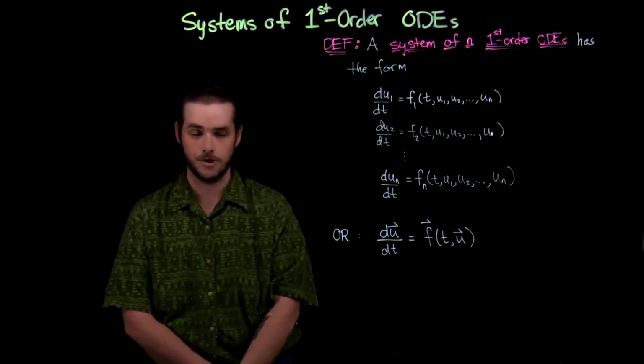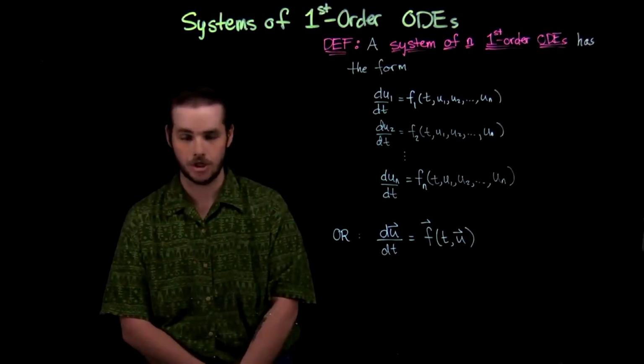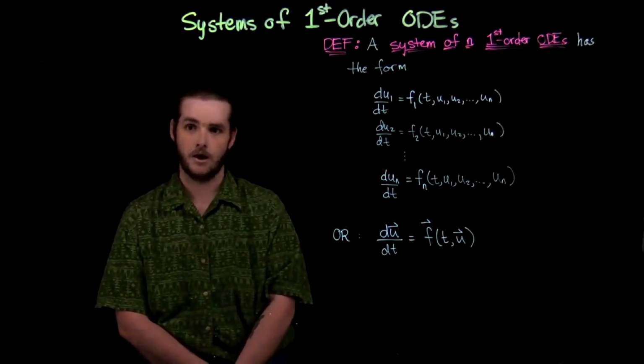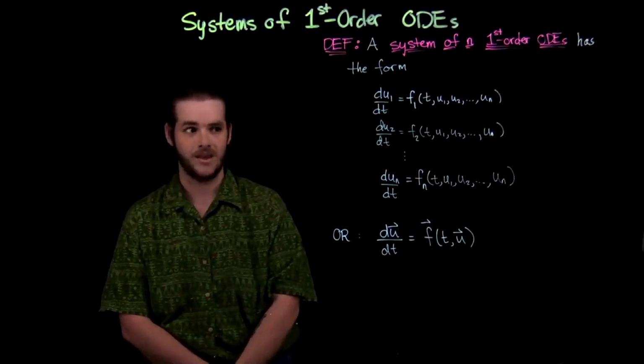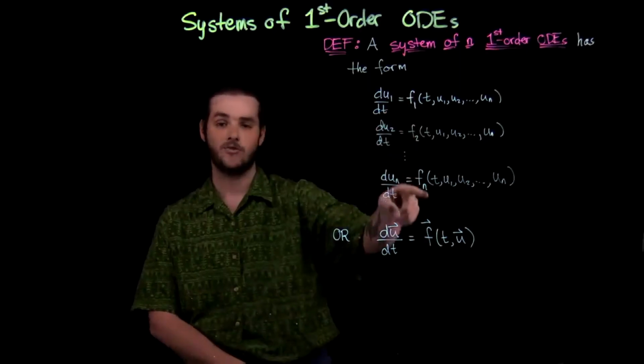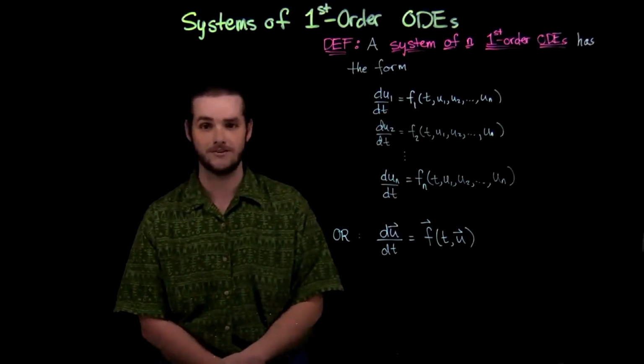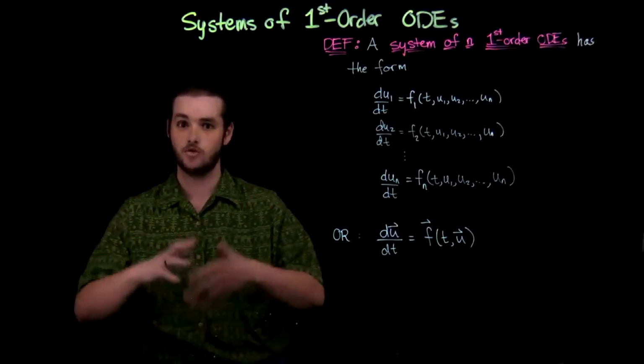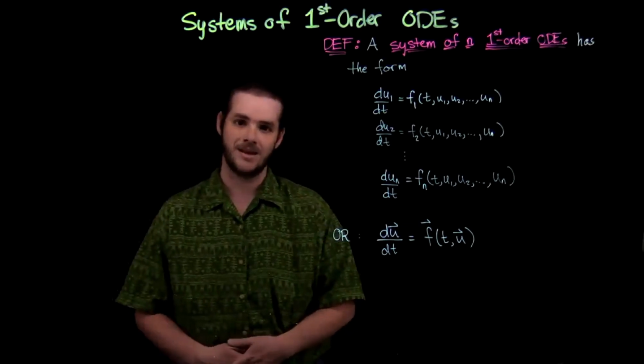And it is first order because every differential equation that shows up is first order. All of our other adjectives apply. If these functions f1 through fn happen to be linear functions, then we would call it a linear system if it applies globally to everything in the system.